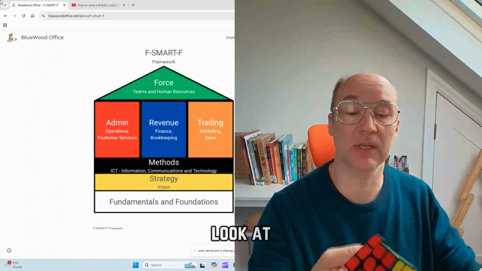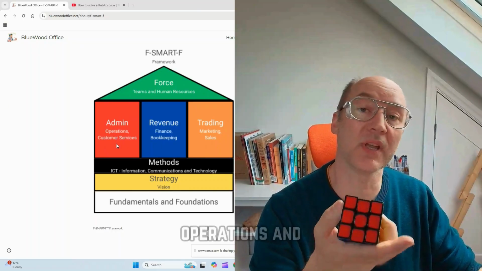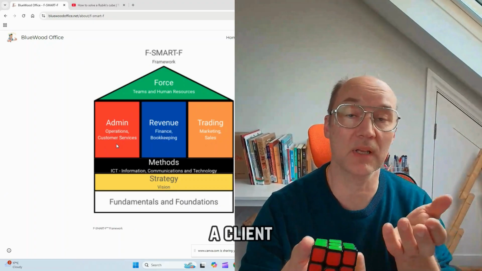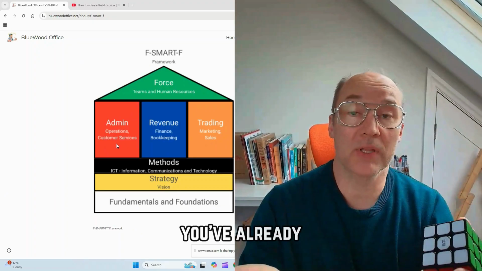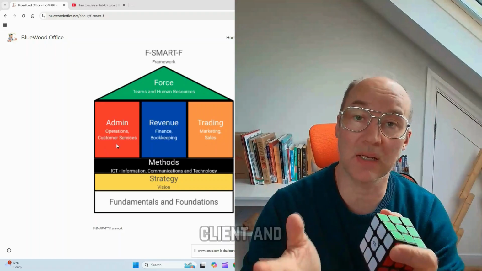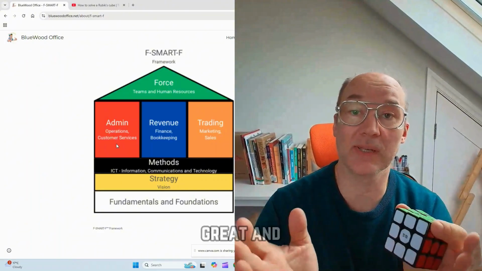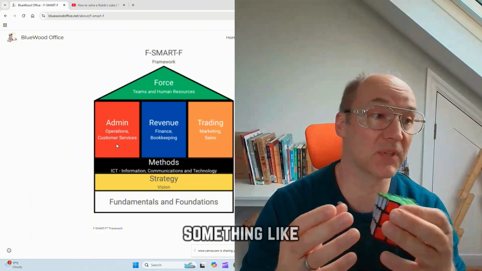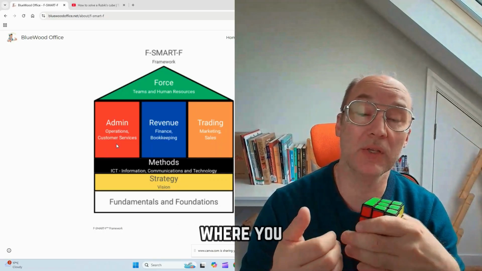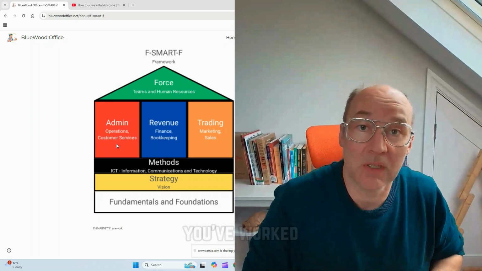After we're working with the ICT department and sorting out each side based on the inside mechanism, we then look at our admin, our red side. This is our operations and customer services. So when a client gets in touch with you, you've already won the client. You've done the work for them and they're happy to work with you. You want to keep that client and try and get repeat work from them again because they already trust you. So that's great. And that comes with something like a CRM, or customer relationship management piece of software, where you can monitor what they've done, how much they've spent with you, and how much time you've worked for them.